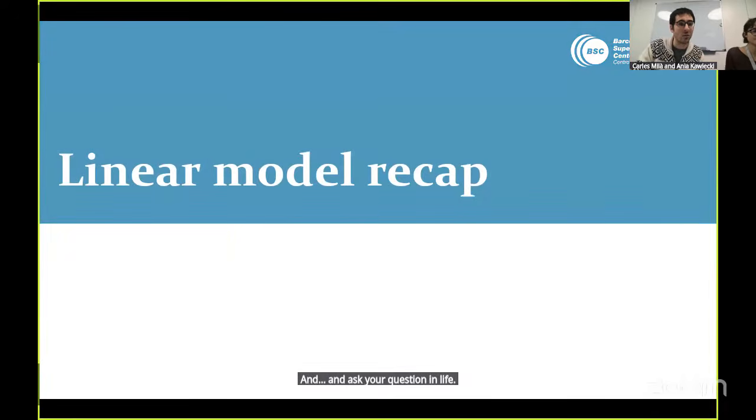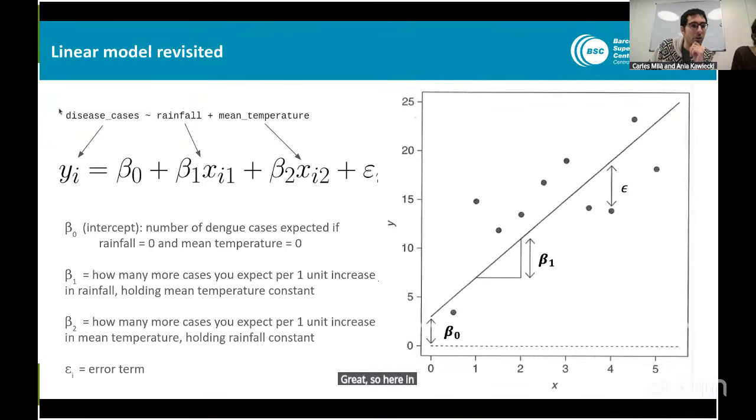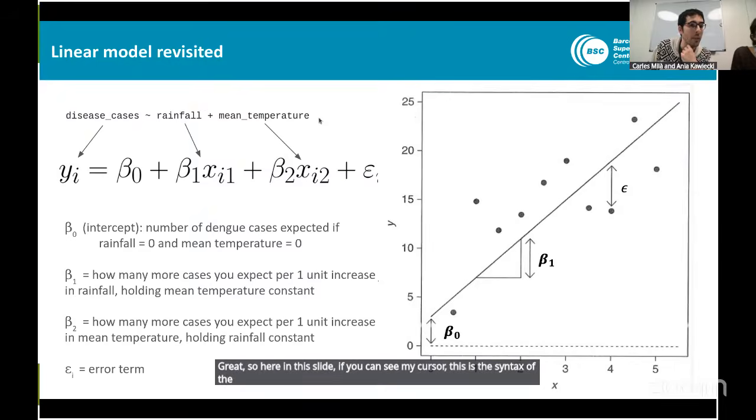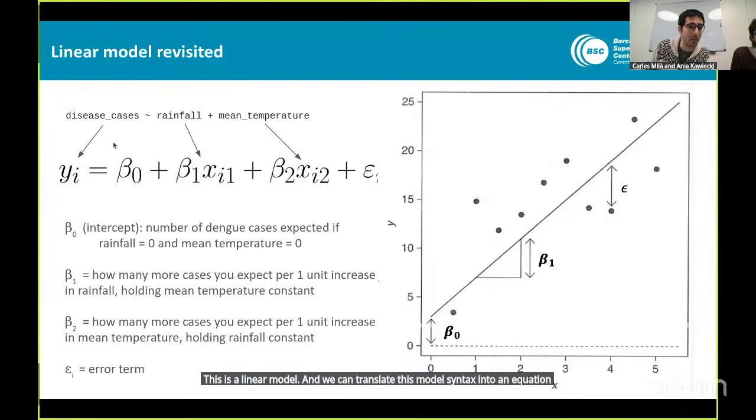So let's get started with the linear model. Great. So here in this slide, if you can see my cursor, this is the syntax of the model that you fitted in one of the previous sessions of this webinar. This is a linear model, and we can translate this model syntax into an equation to understand it better.